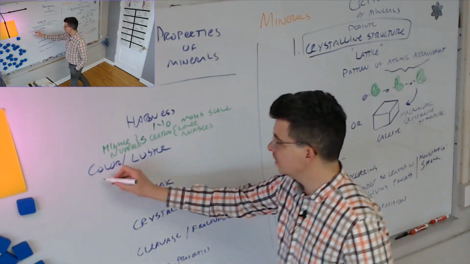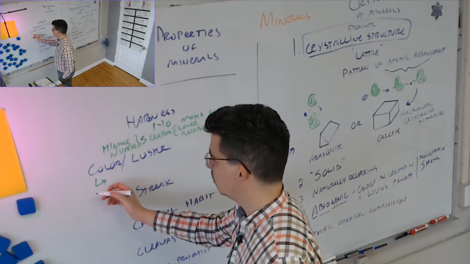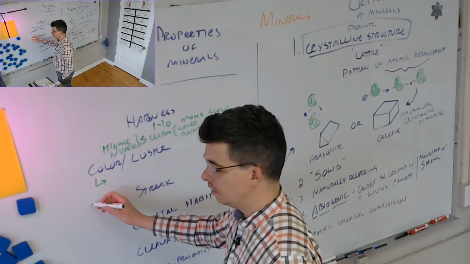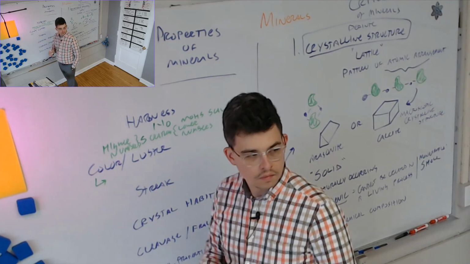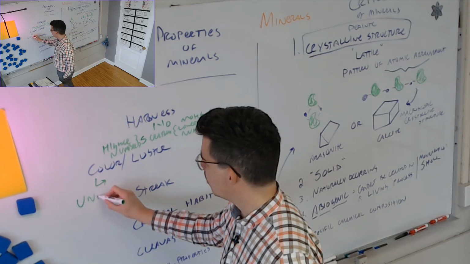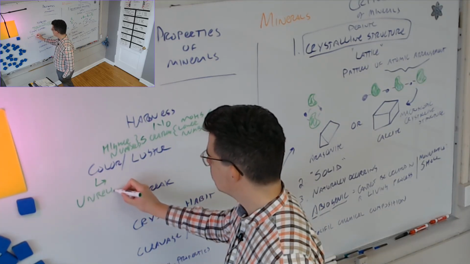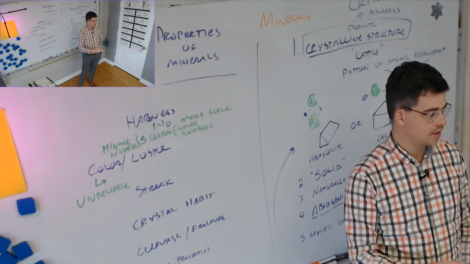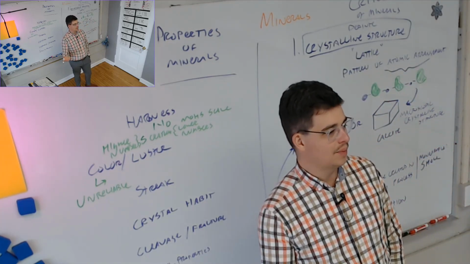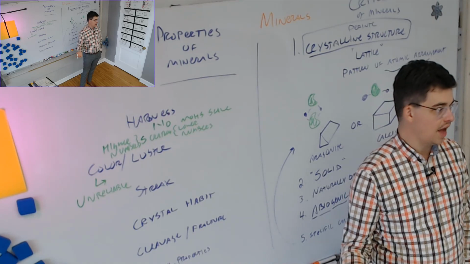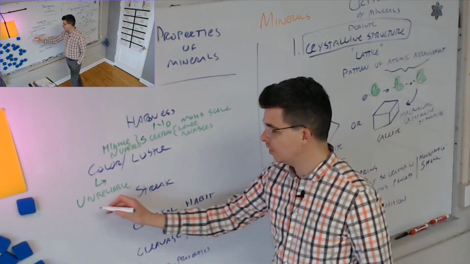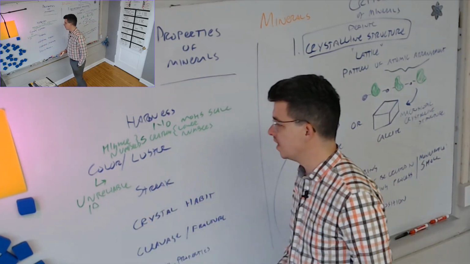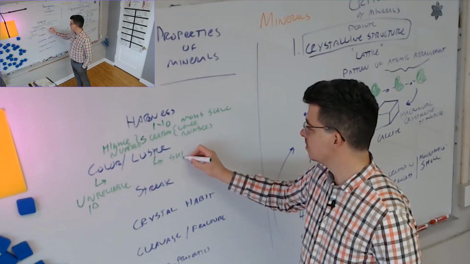Color and luster, we already know. Someone has said before, what's true of color regarding minerals? Yeah, let's put unreliable. I was going to put useless, but it isn't really. For one thing, the color of a sapphire is useful because that determines how much people like it. It's not useless, it's just not reliable. Unreliable ID. And then luster is its shininess.